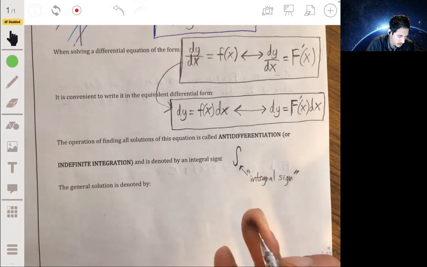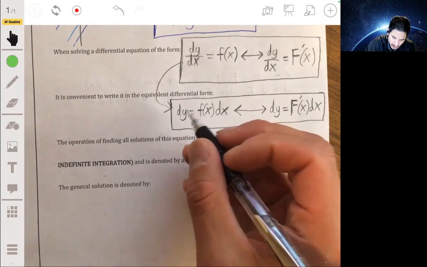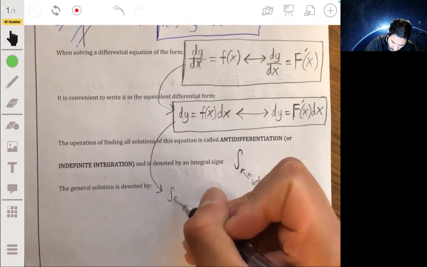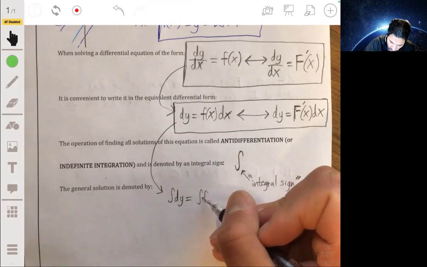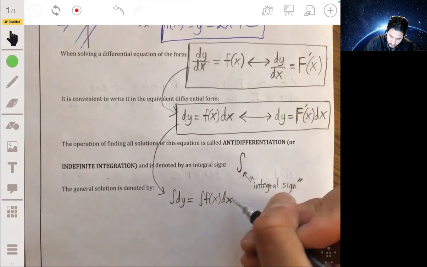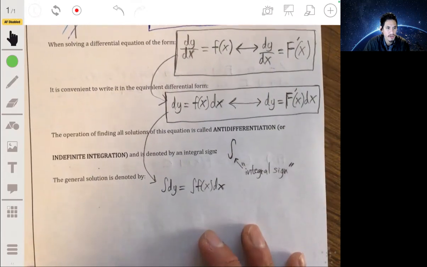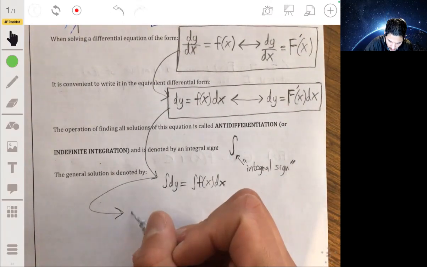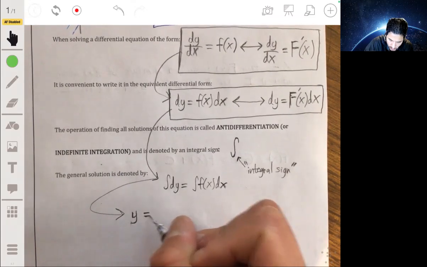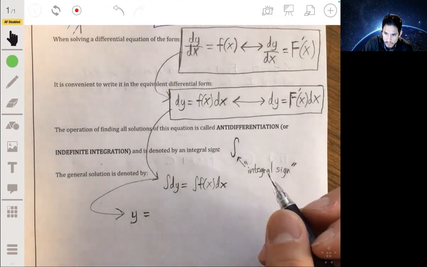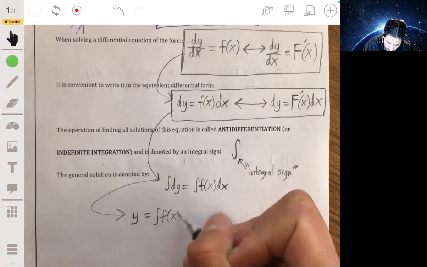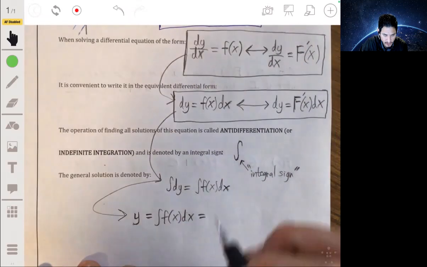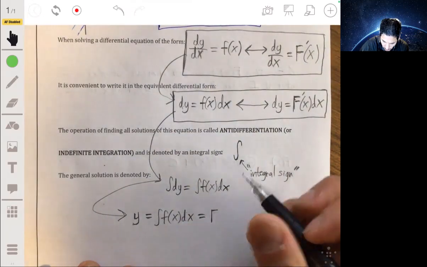It's an integral sign. So what we do here is we apply integration to both sides. We integrate dy, and we integrate the right side as well, the integral of f of x dx. And then when you do this, you get y on the left, y will be equal to the integral of f of x dx. When you integrate this, you're going to get the antiderivative of f of x, which we found to be capital F of x.